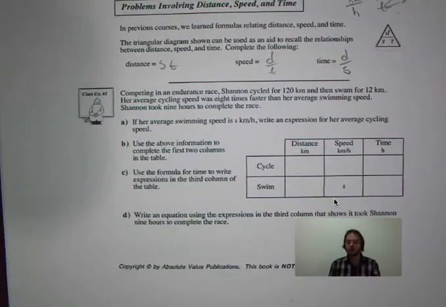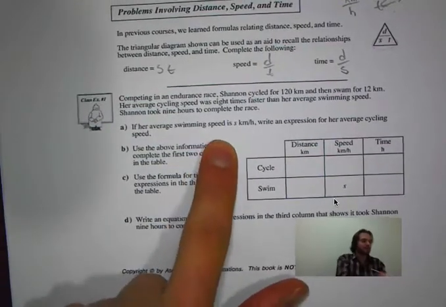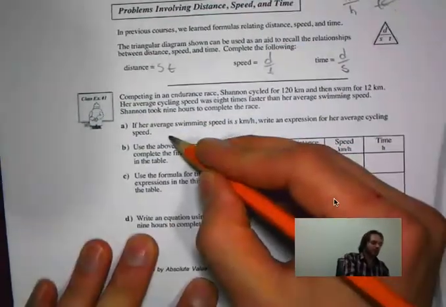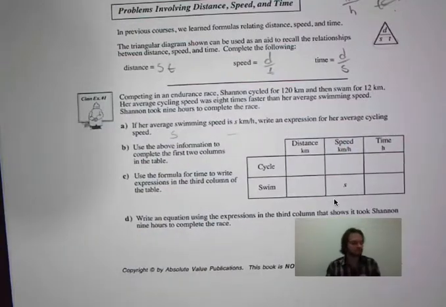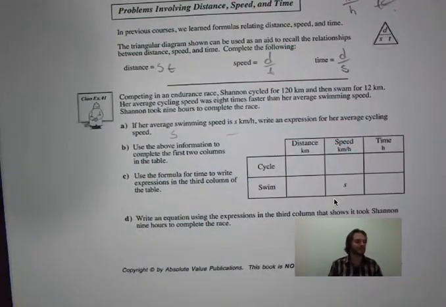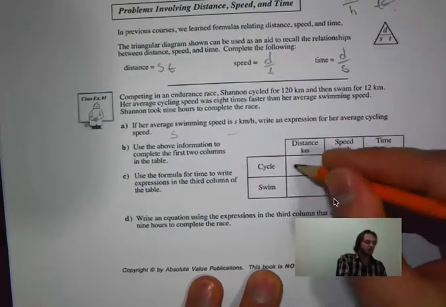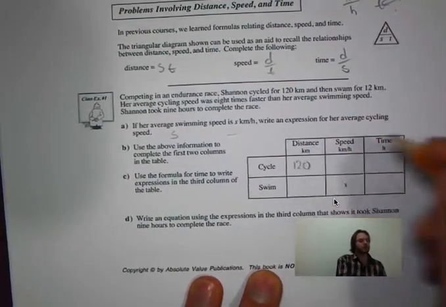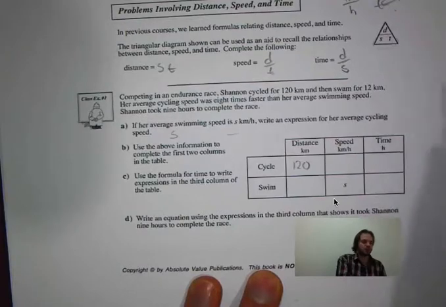Alright, so we know it took her a total of 9 hours to complete the race. So her average swimming speed, they say, let's make that equal to S. Okay? So, we're looking at distance. Okay? So complete the table. What was the distance? Well, cycling, she did 120. Swimming, she did what? 12.